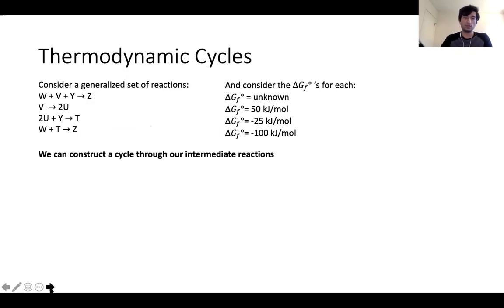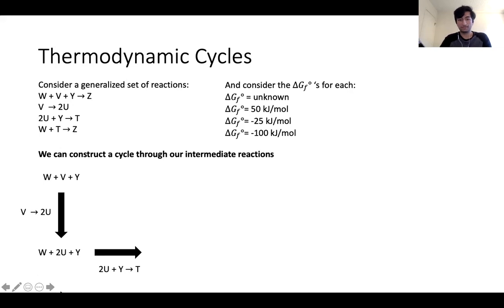So what we can do is construct a cycle of all the intermediate reactions to get to this final position. If we think about our starting materials, one of the first processes that occurs is you have V splitting into two components of U. And so you can consider a reaction like this. And then the next thing that could occur is you have two of U combining with Y to form T.